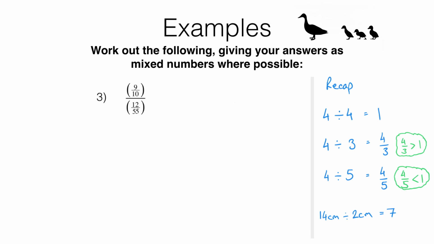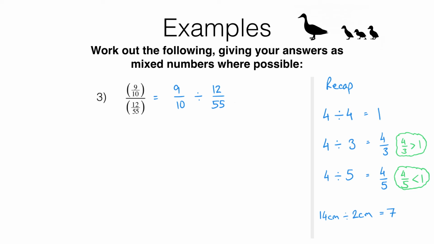Here's the third example. Now, this looks a little different from the previous two, but remember, this just means divided by. So we can rewrite this as 9/10 divided by 12/55. And then we can do this just like we did the previous questions. But before we do, try and predict, is the answer to this going to be less than 1 or greater than 1? Pause the video and have a quick think.